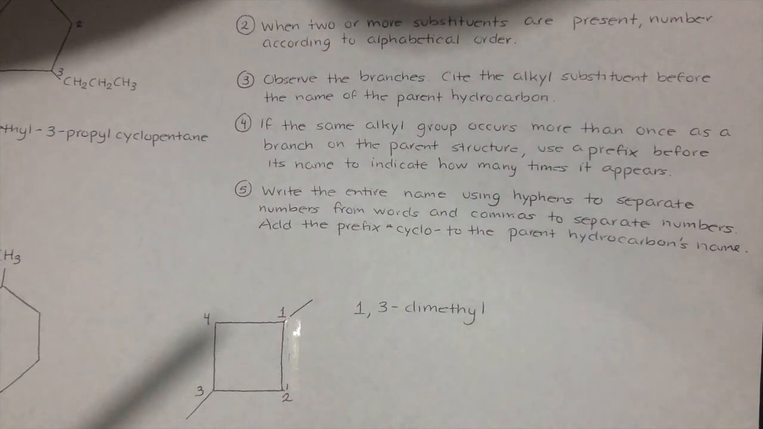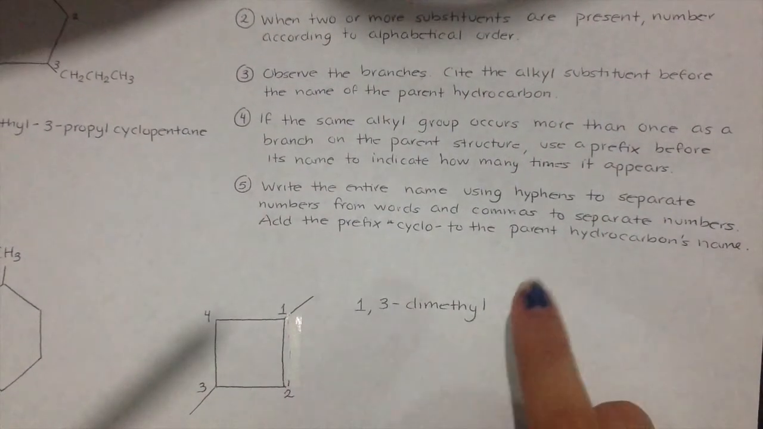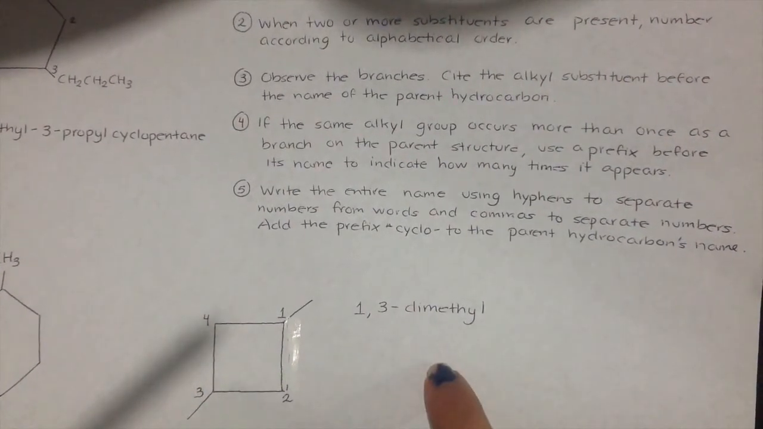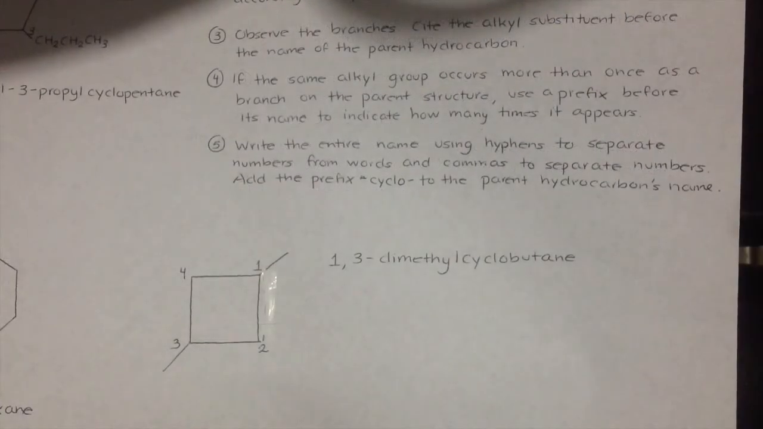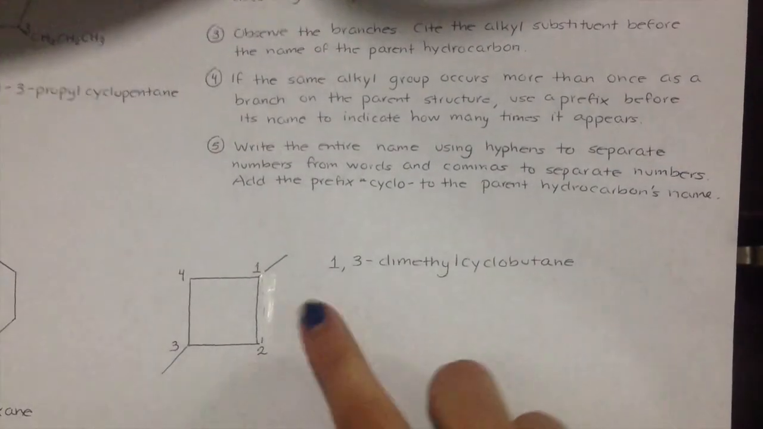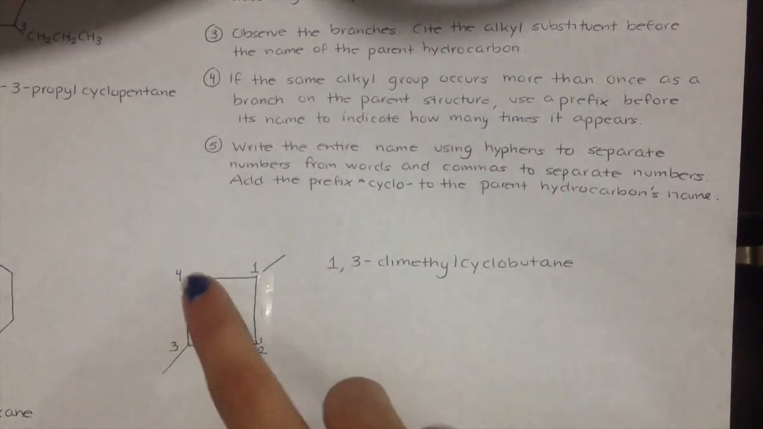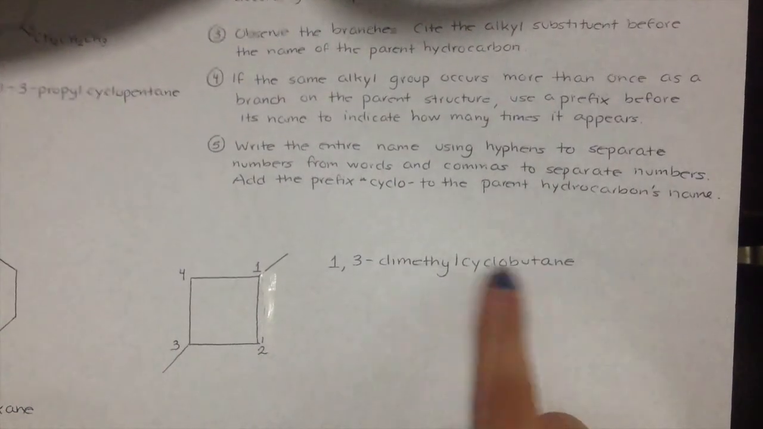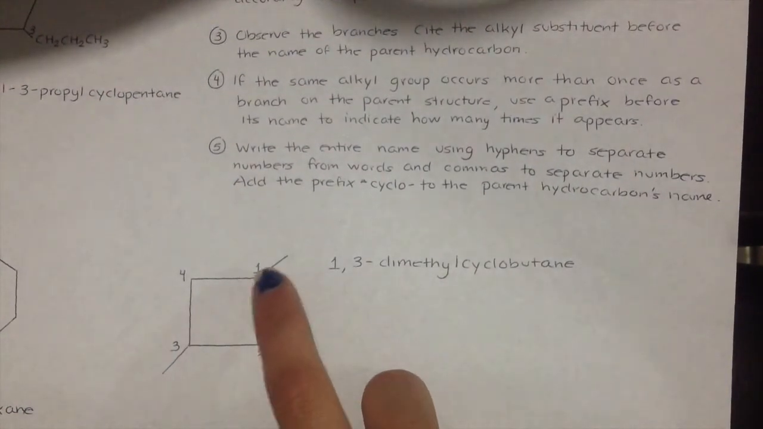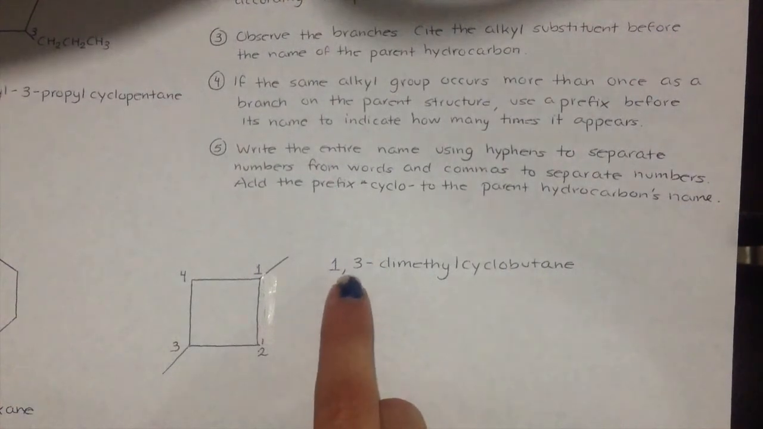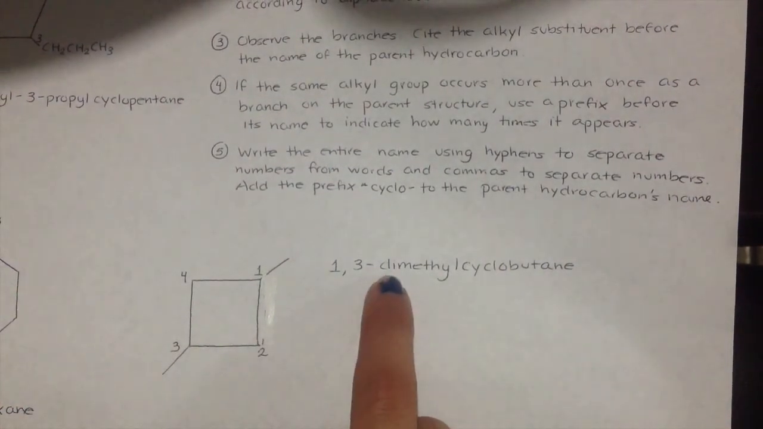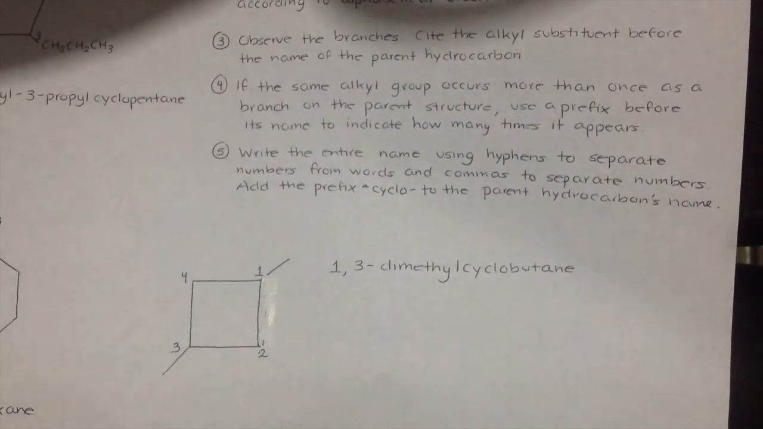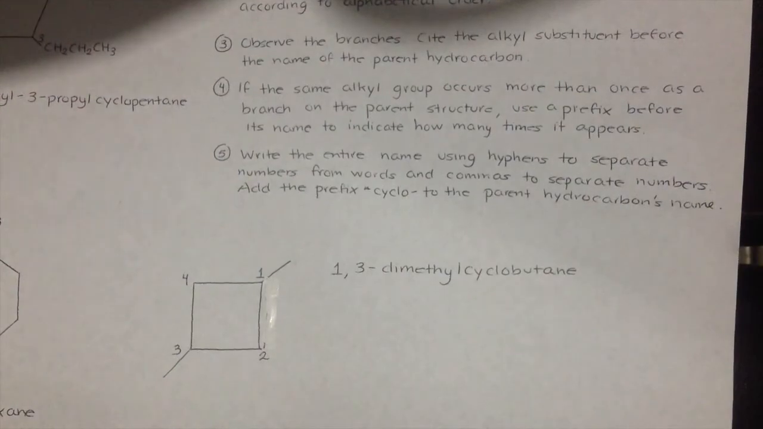Okay, finally, let's review a final example on cycloalkanes. Here you have a cycloalkane of 1, 2, 3, 4 sides. So it will be cyclobutane. Now, we have a methyl here and a methyl here. So we write 1,3, our prefix di because there are 2, methyl, no hyphen or comma, and then cyclobutane. So it's pretty easy to name cycloalkanes. I hope this helps.